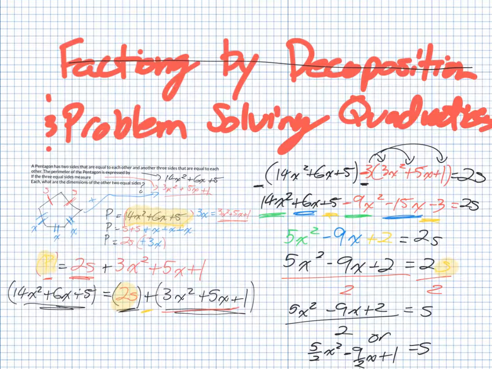Okay, is that what they ask us? What are the dimensions of the other two sides? Yeah, that's the dimension of each of those two sides because we divided by 2 at the very end.